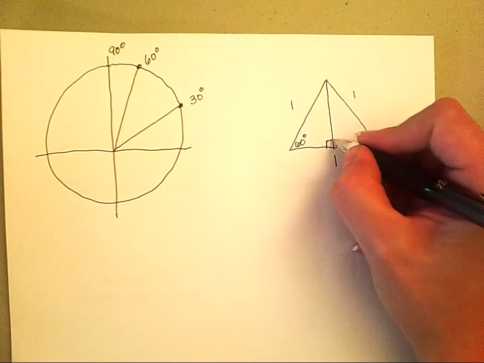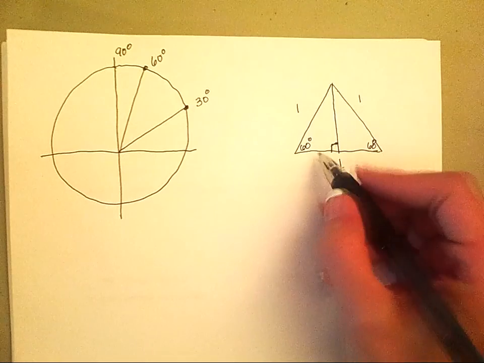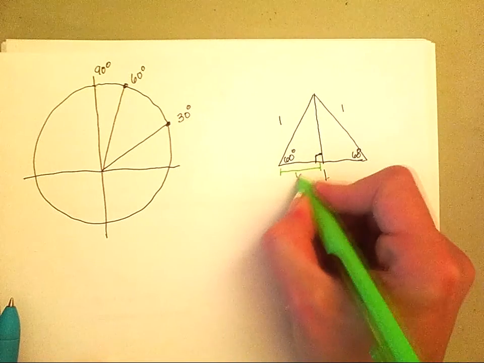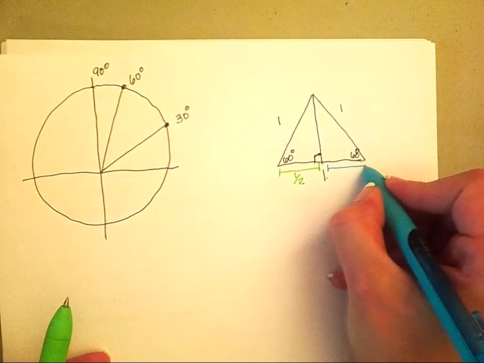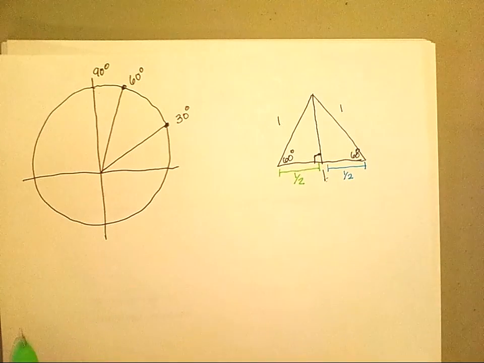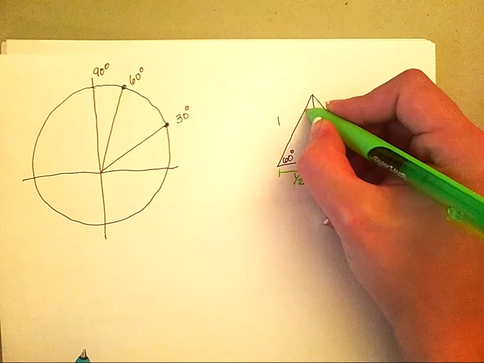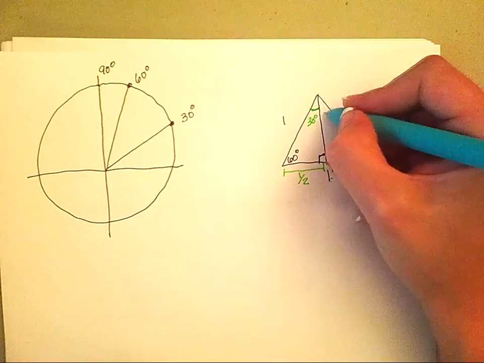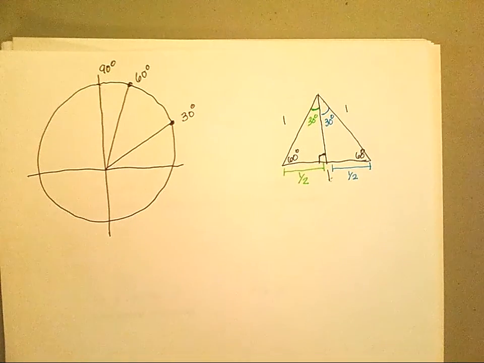I could drop an altitude here that would bisect. And then the length from here to here must be 1/2. Also, then the length from here to here must be 1/2, because if I'm bisecting one, half goes here and half goes there. So then, while this total angle is 60, what that means is this angle between here and here is 30 degrees. And this angle between here is 30 degrees.